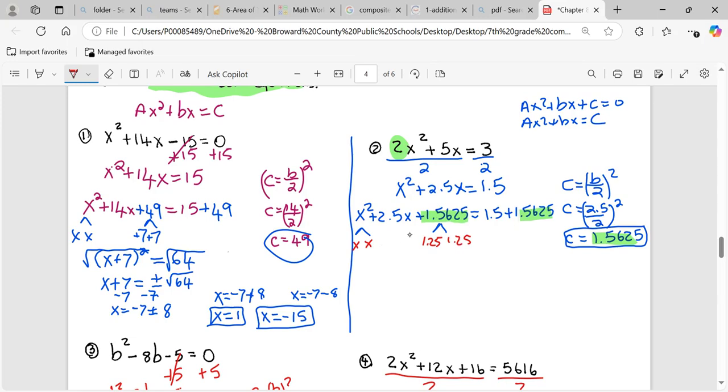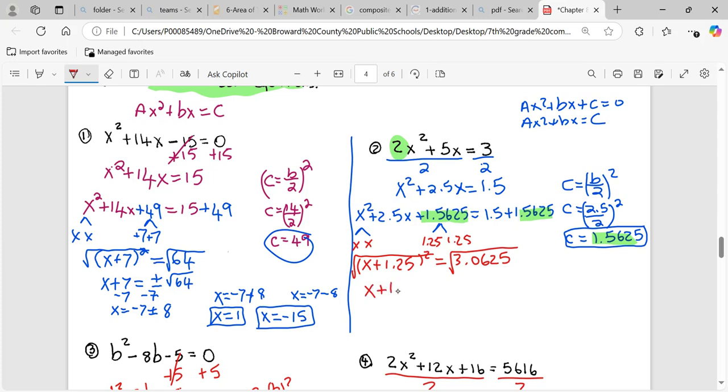So now I am going to write this. We have x plus 1.25 squared. That's what's going to equal 1.5 plus 1.5625, which is 3.0625. Now I have x plus this squared is equal to that. I'm going to go ahead and find the square root because I'm solving for x.